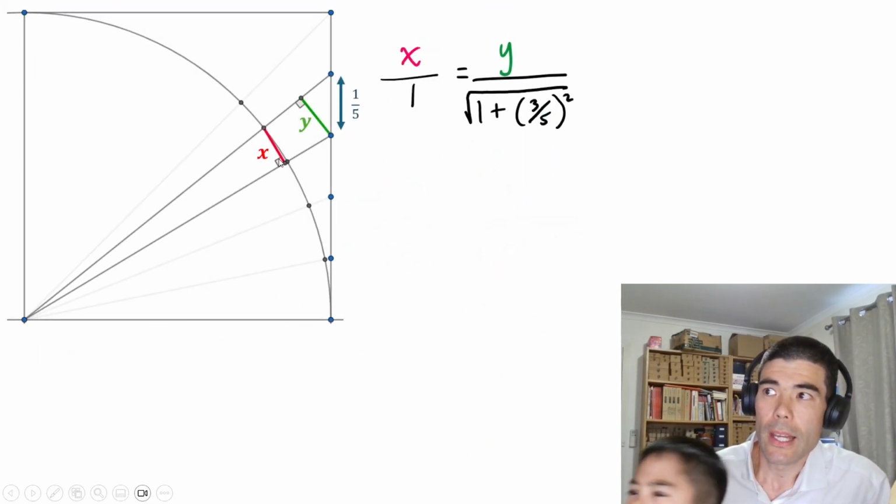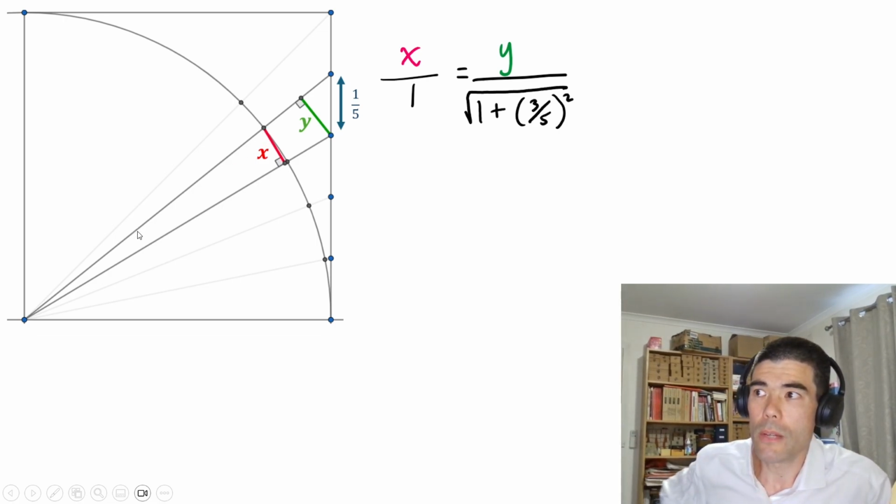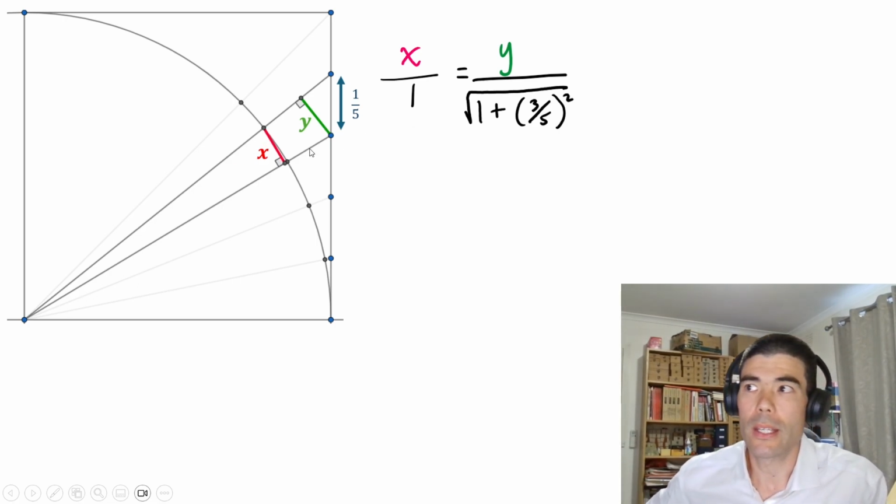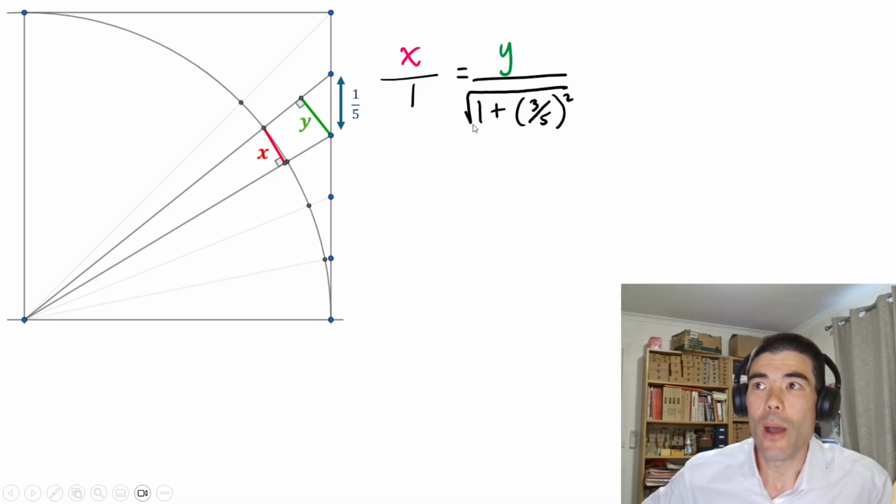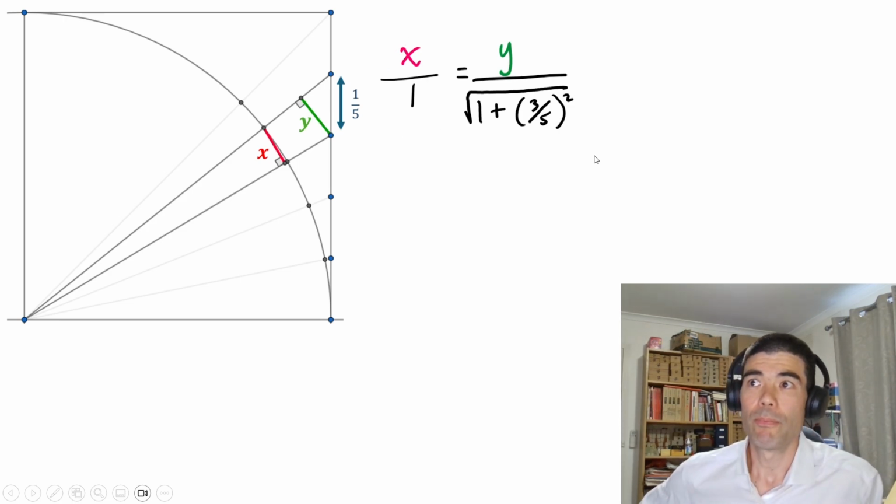If we look at this red length x divided by the hypotenuse of this triangle, the hypotenuse is 1 because it's just the radius of the circle. So x over 1 would be equal to y over the hypotenuse of the longer triangle. Now that one is going to be the square root of, this is Pythagoras, 1 squared plus this height here, which is 3/5 squared. Okay, so using similar triangles, we have this equation here.